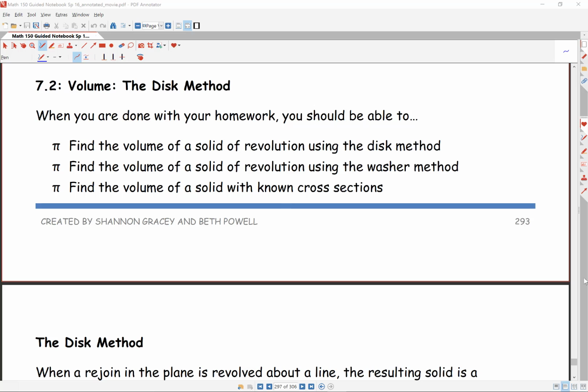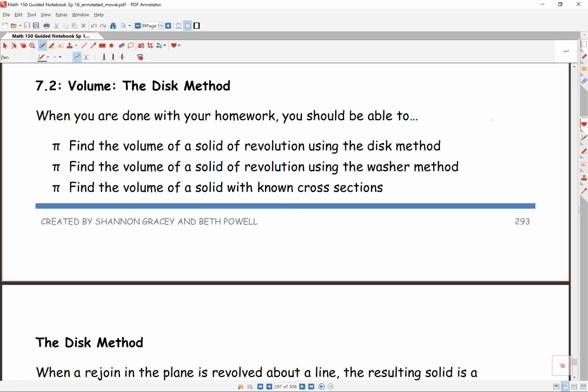So we're going to be extending ideas from 7.1. I'm working out of the Larson text, and we are extending ideas from the area between curves to what would happen if we rotated one of those regions about a horizontal or vertical line, right? We also will be looking at finding the volume of a solid that has known cross sections. So that'll be coming up as well.